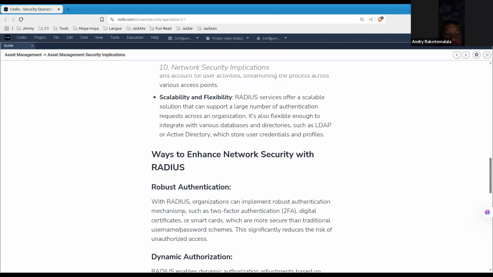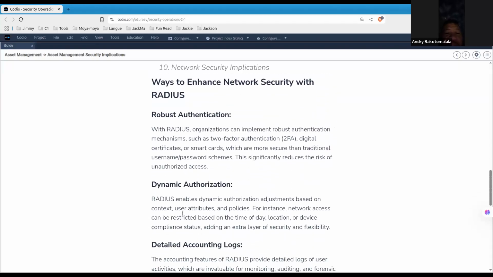So what are some ways that you can enhance your network with Radius? Well, with Radius, it essentially does, like I said, authentication, except on quote unquote steroids, right? That means that you have two-factor authentication, it's using digital certificates, it's essentially leveraging a lot of different tools in order to have a really strong authentication process.